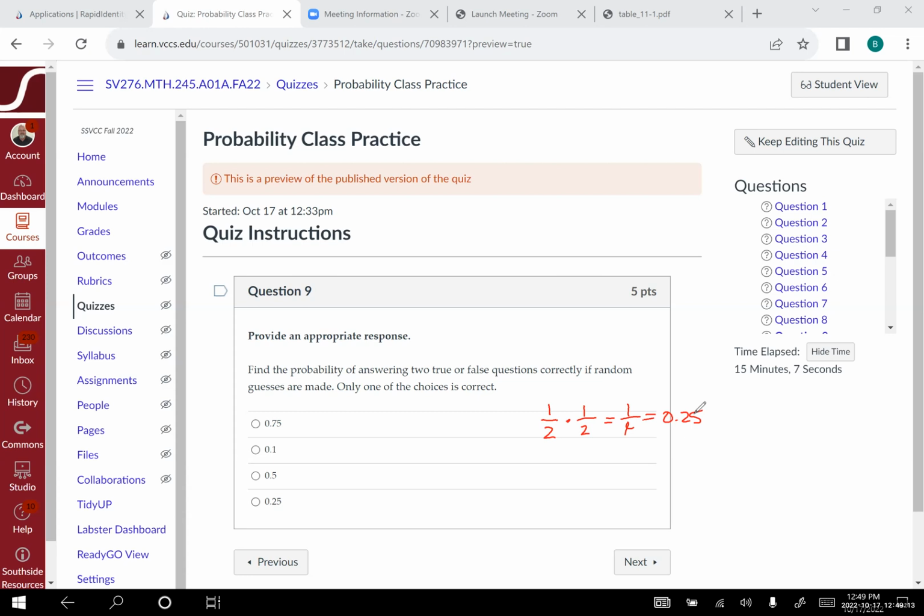Now it's 25%. So we could guess at two true and false questions, and it would be reasonable to think we could get them both correct. That could happen. Still better to study.